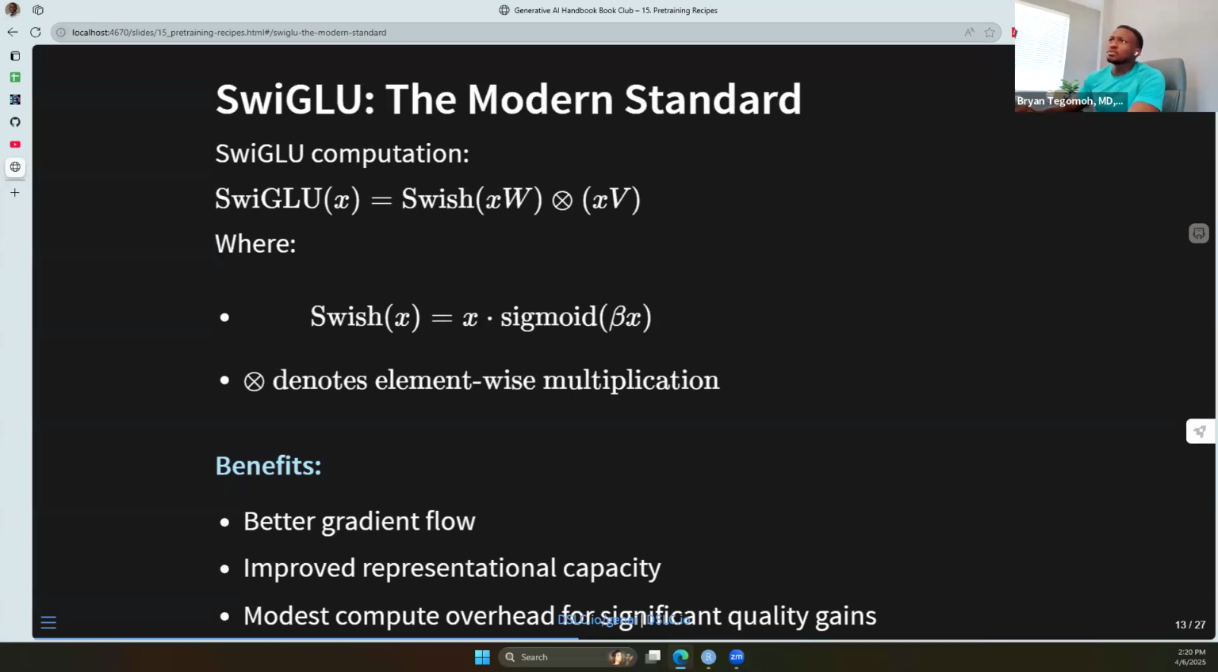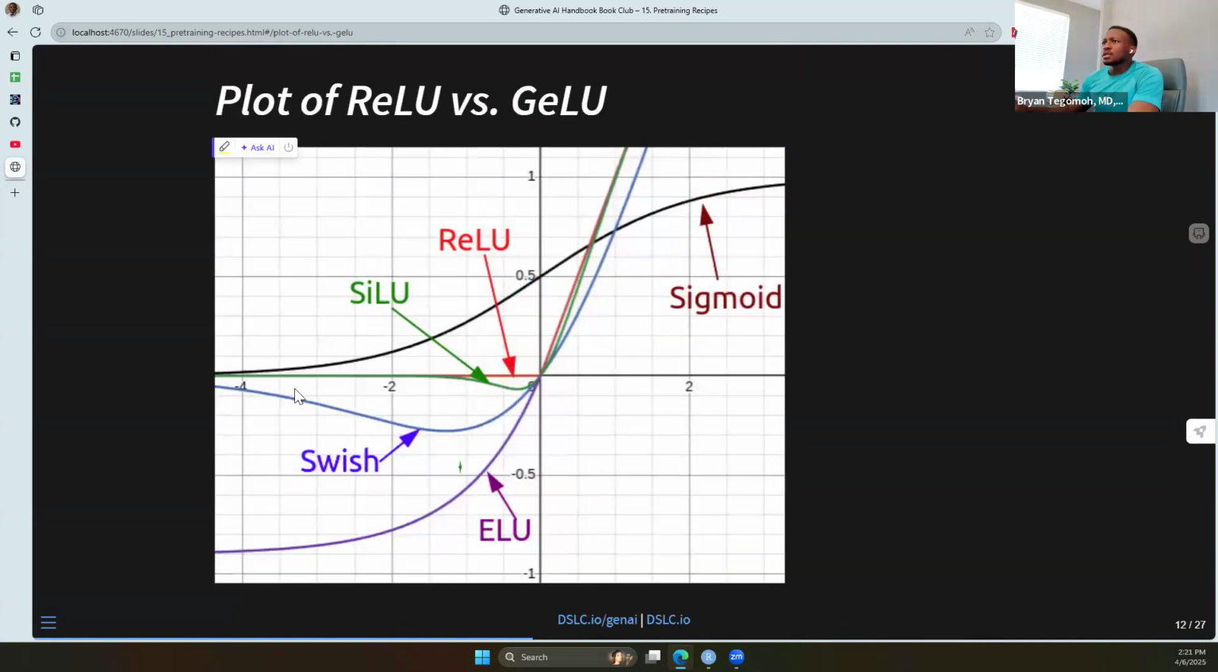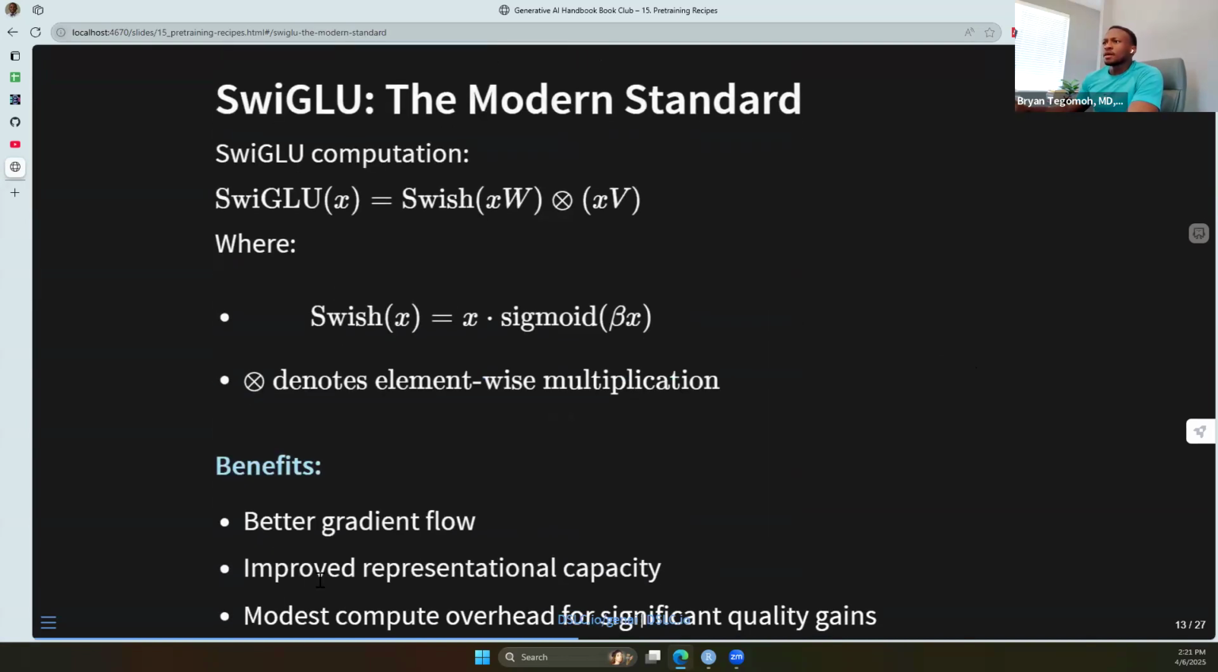Here's a mathematical computation that shows the characteristics of the SwiGLU model, where the multiplication here denotes the element-wise multiplication for the computation. The benefit of the SwiGLU over others is that it provides a smoother, better gradient flow in the model, as I mentioned earlier, where it slightly dips below zero, then increases afterwards. It also gives more improved representational capacity, with modest compute overhead for significant quality gains.